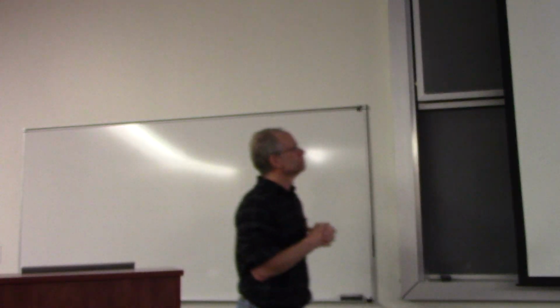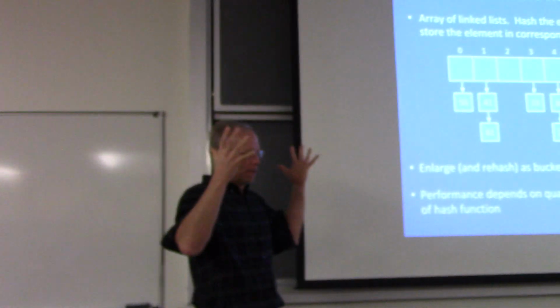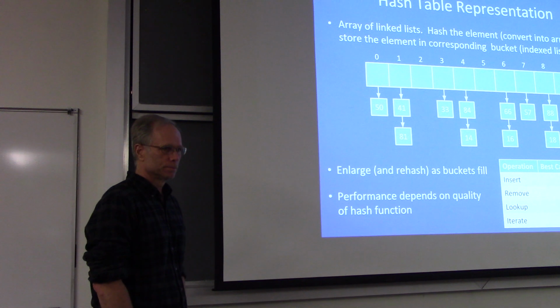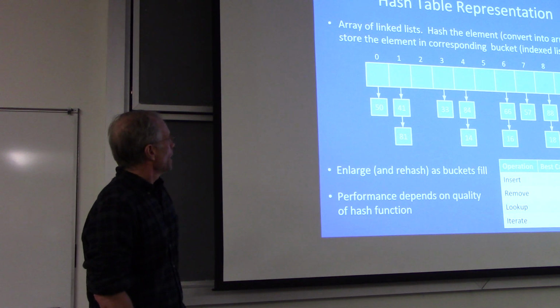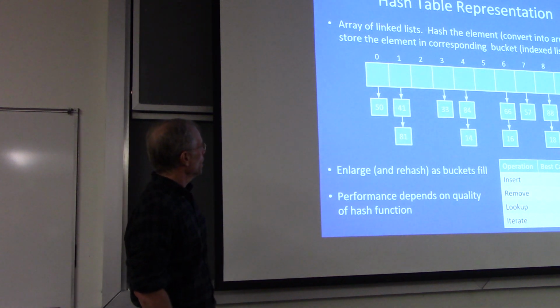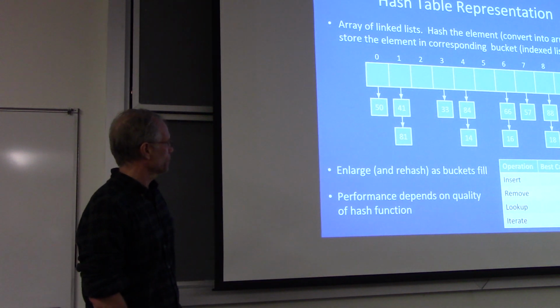Okay, then there are hash tables. This is one way to do a hash table. You take the thing you want to insert, you hash it. In other words, you convert it into an array index. Various ways to do that. And you store the element in the bucket that corresponds to its hash value. So here, can you figure out what my hash function is?